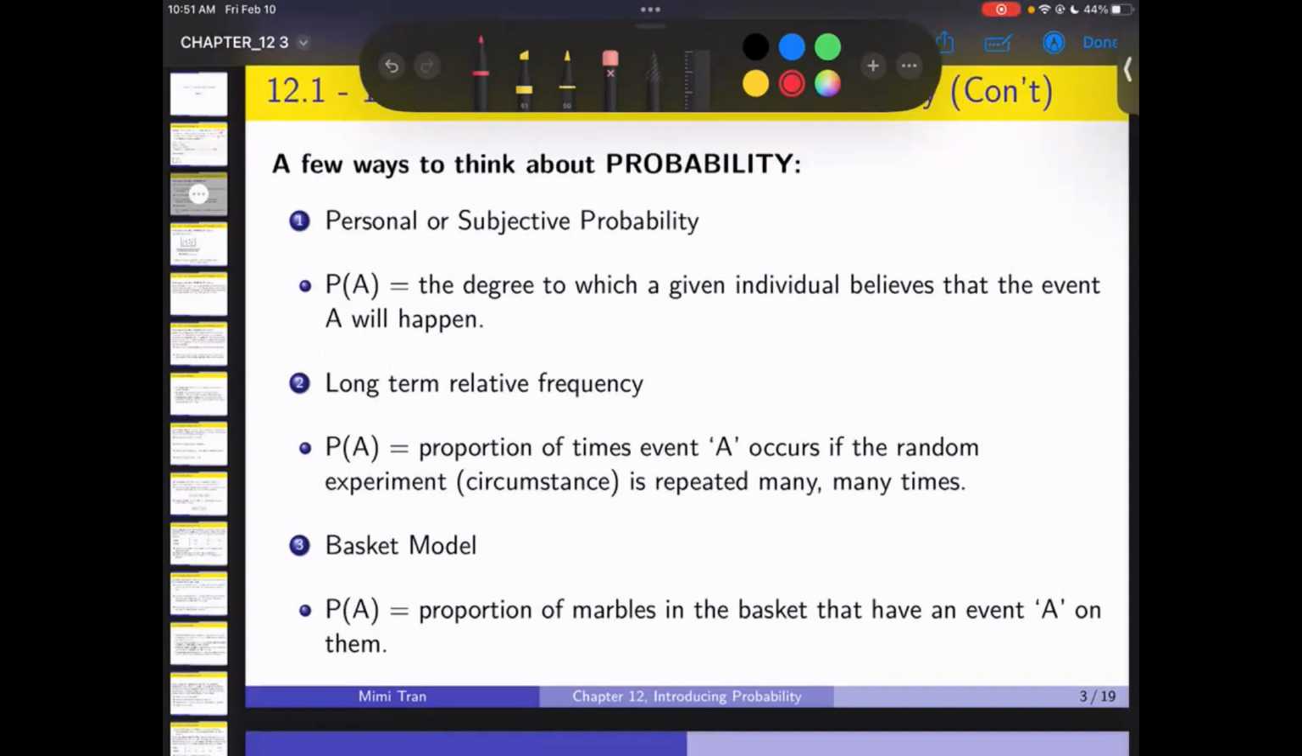For this class, we don't go into that kind of probability. Why? Because it's based on a personal educated guess. So the probability is a personal educated guess at best. It's very subjective.